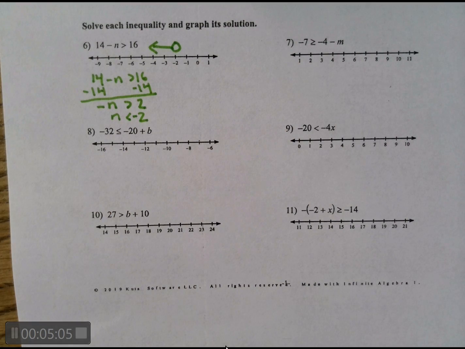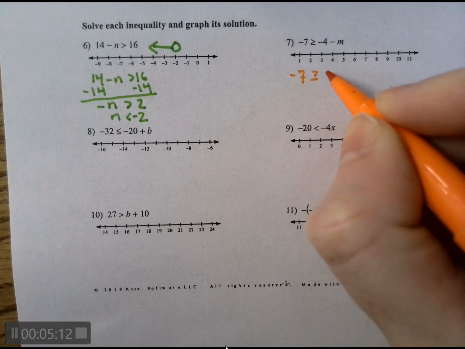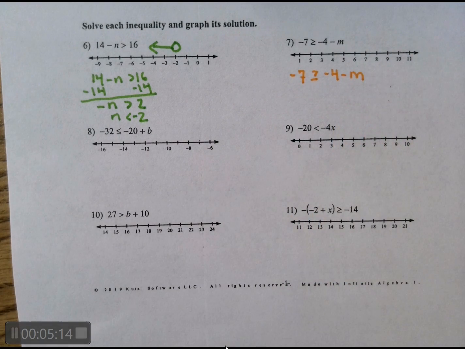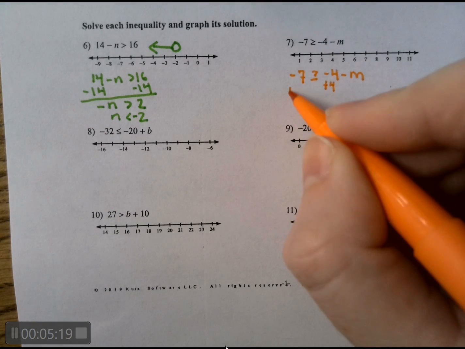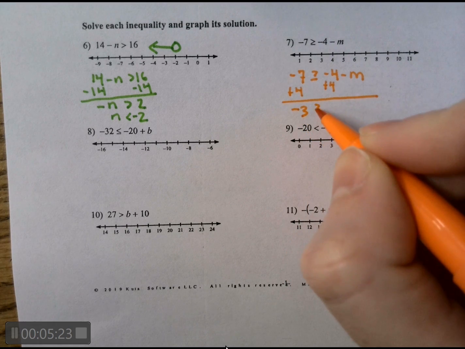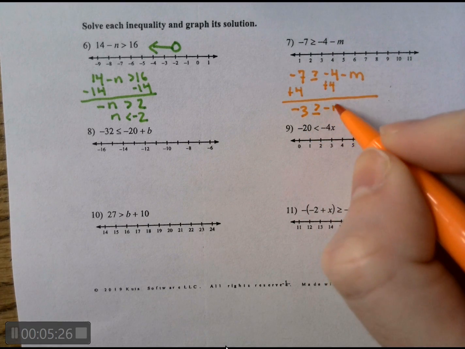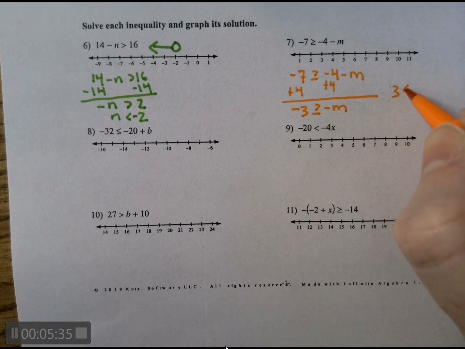Alright, so then let's do 7. I'm just going to copy down the problem. Okay, I'm going to add 4 to both sides. So we get negative 3 is greater than or equal to negative m. Well, I have a negative m, so what do I do? I got to change all my signs, so I'm going to write it over here. So 3 is less than or equal to positive m.